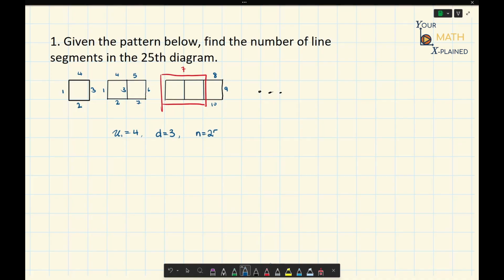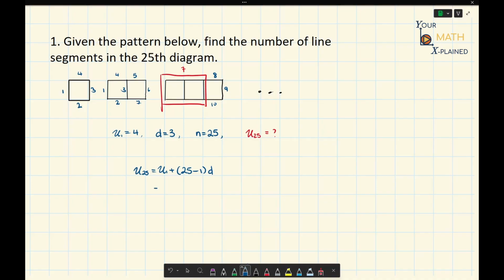So n is equal to 25. And finally, what the question is asking for is u sub 25, which is the actual value of that 25th term. So now we can go ahead and use our formula. So this is going to be u sub 25 is equal to u sub 1 plus, our n here is 25 minus 1 multiplied by the common difference d.